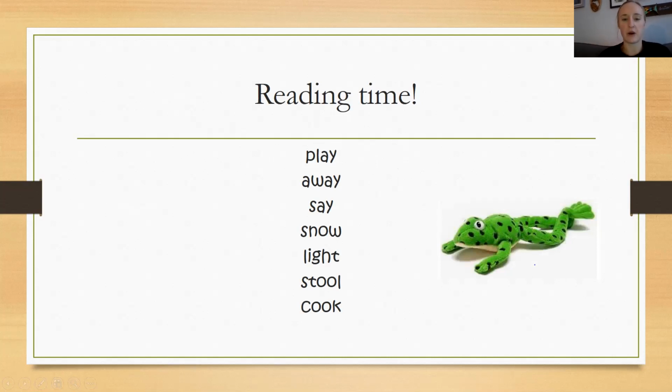Okay, right, we're going to have a go at reading some words now before we start doing one of our activities. So let's have a go at reading this first word. So we're going to find the sound, Fred talk, and blend it. So let's start with the first word at the top. So the sound is A, and if we Fred talk it, it's P, L, A, play. The next sound is A, W, A, away.